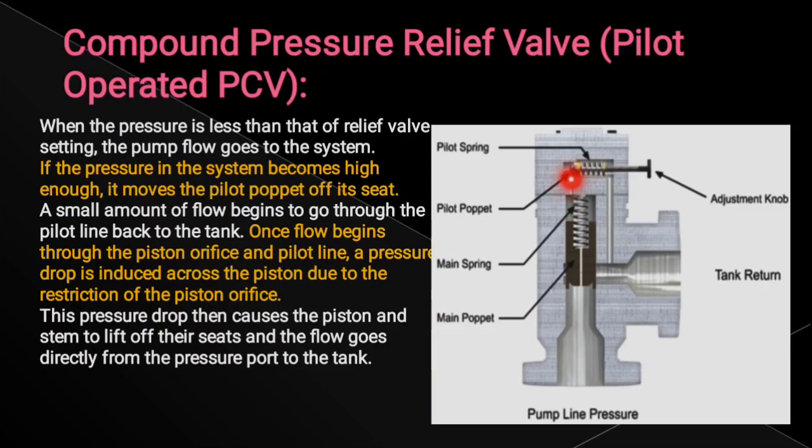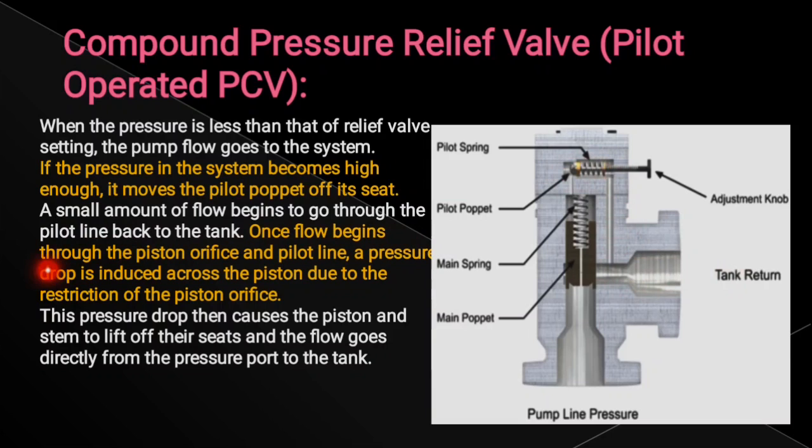At first it lifts the pilot off its seat, and because of that a small amount of flow takes place. A small amount of flow begins to go through the pilot line. So this is the pilot line. The liquid comes here and a small amount of liquid flows from here.